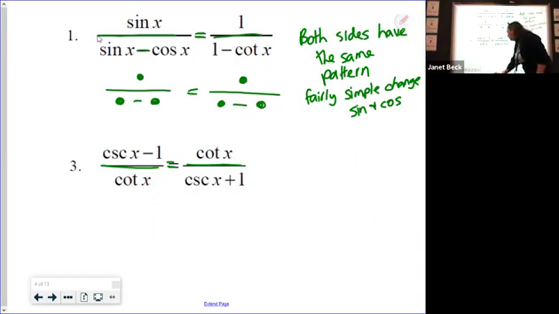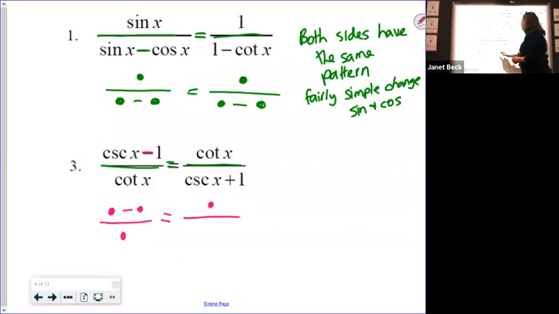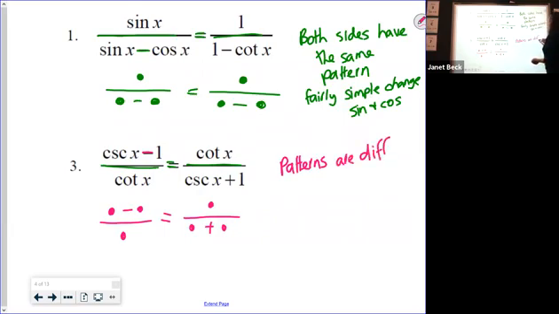Now, if we look at the pattern of this one, question 3, on this side, we've got two terms on the top, cosecant x minus 1. There's two things on the top. There's only one thing on the bottom. On the other side, we've only got one thing on the top, and we've got two things on the bottom. Their patterns are totally different. The pattern on each side is different. You're going to need to totally and utterly change the pattern on one side so that it can match the other side. You're going to need a big change.